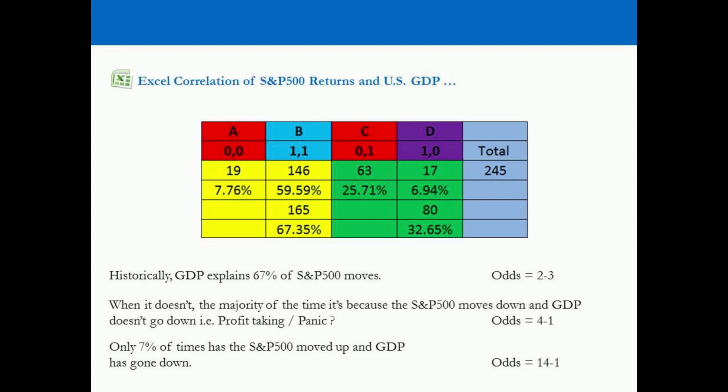You can see only 7% of times since 1950, S&P 500 has moved up and GDP has gone down. So you can pretty much say that's never going to happen. Very rarely. So what's going to happen most of the times, one or two things is going to happen. They're either going to move in the same direction, or when they don't, the expectations in the market have become too high. That's it.